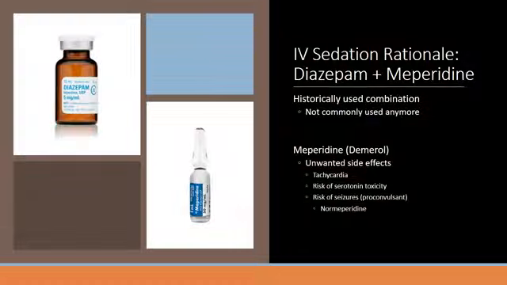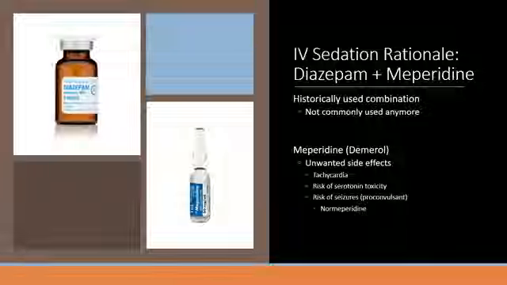Another combination that was historically used is diazepam and meperidine. It's not that commonly used anymore. Certainly in the hospitals, meperidine has really fallen out of favor. You may find some private practitioners, some older guys that still use diazepam and meperidine. Meperidine is Demerol. As I mentioned in the opioid lecture, Demerol has some interesting potential side effects. It causes tachycardia. It also has an inherent risk of serotonin toxicity. And it's proconvulsant because of its active metabolite, normeperidine.